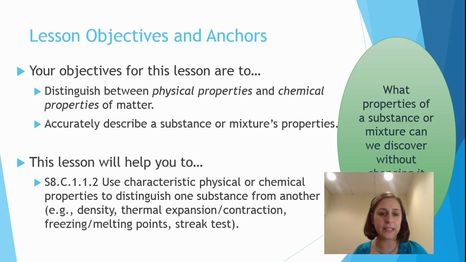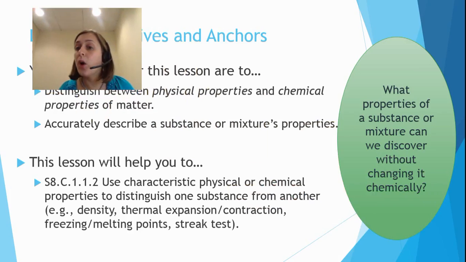Your objectives for this lesson are to distinguish between physical properties and chemical properties of matter, and to accurately describe a substance or mixture's properties. This lesson will help you use characteristic physical or chemical properties to distinguish one substance from another. Question for your notes today: What properties of a substance or mixture can we discover without changing it chemically?